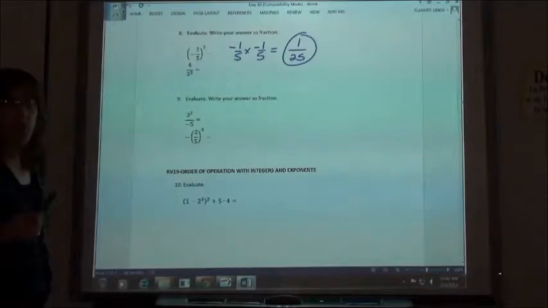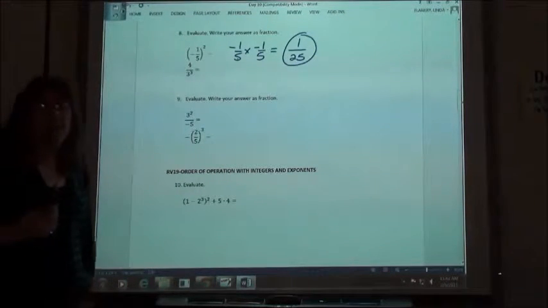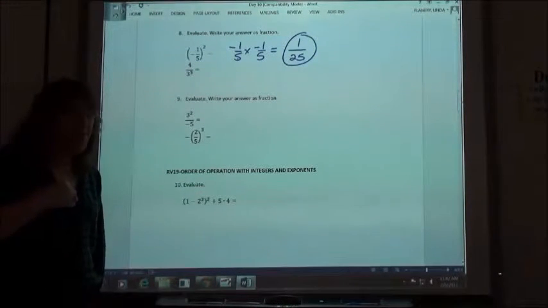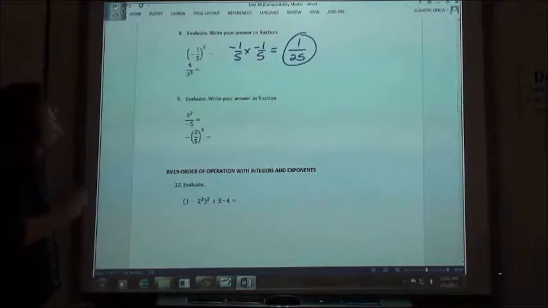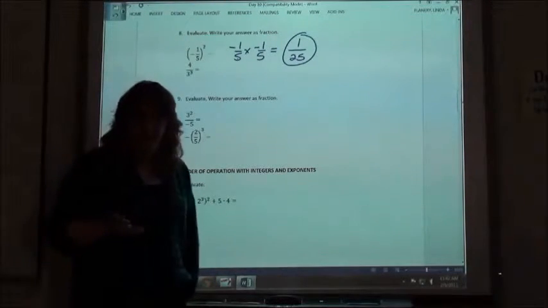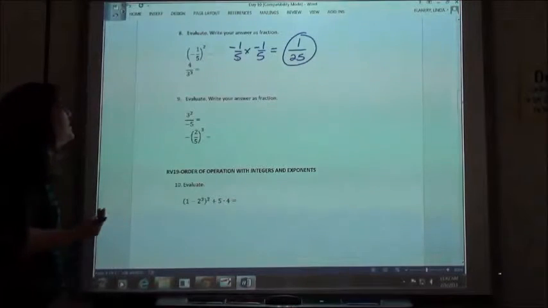By the way, if you circle your answers when you're doing your homework pages, it makes it a lot easier for me to find which one you meant was the right answer. So write neatly so I can read your numbers and circle your answers.